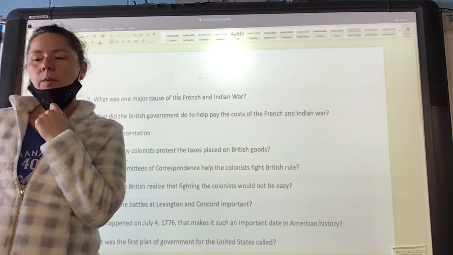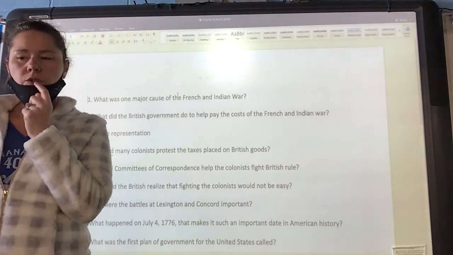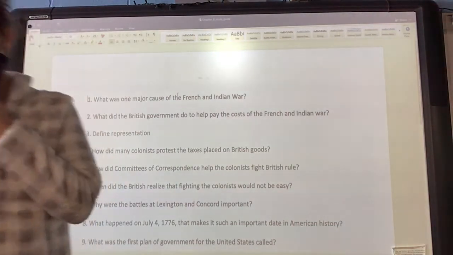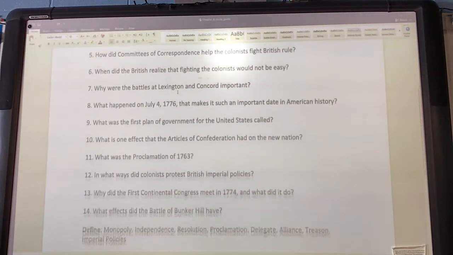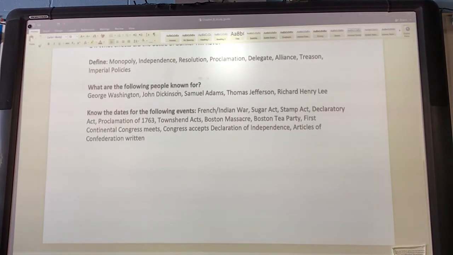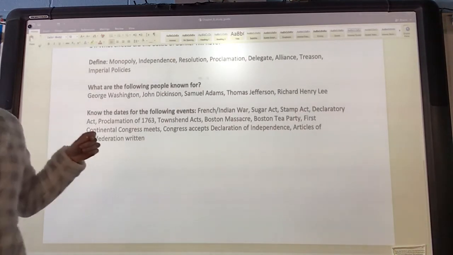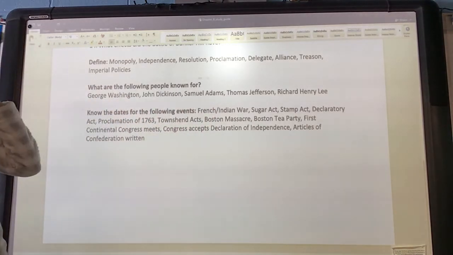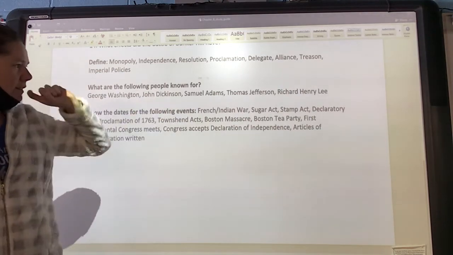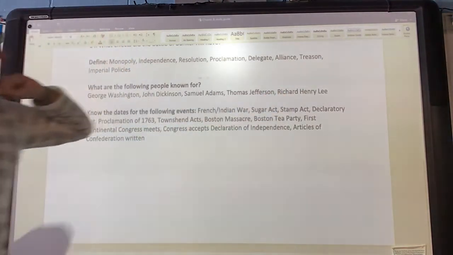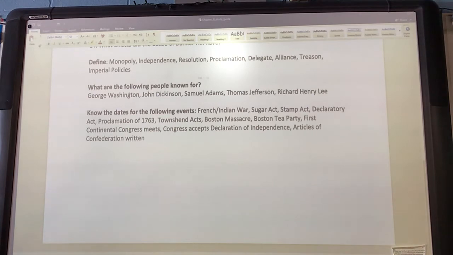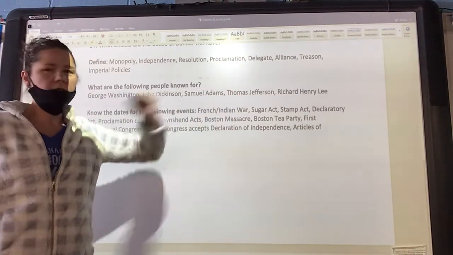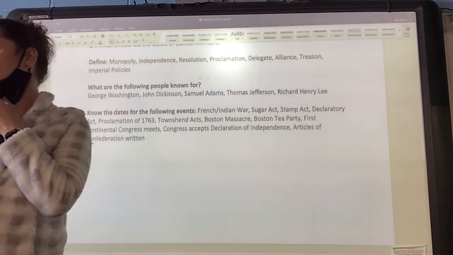So then after number 1, we get into more of kind of leading up to the Revolutionary War. Okay, we got those questions. If I scroll down here, it says what are the following people known for? So all of these people did some different things, right? Most of those names should be familiar. We talked about John Dickinson yesterday. We also talked about Richard Henry Lee yesterday. Okay, George Washington pops up a couple of times. Thomas Jefferson, I think we talked about him yesterday. All in lesson 5.